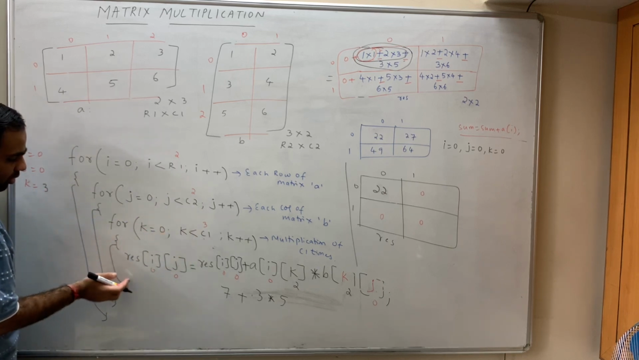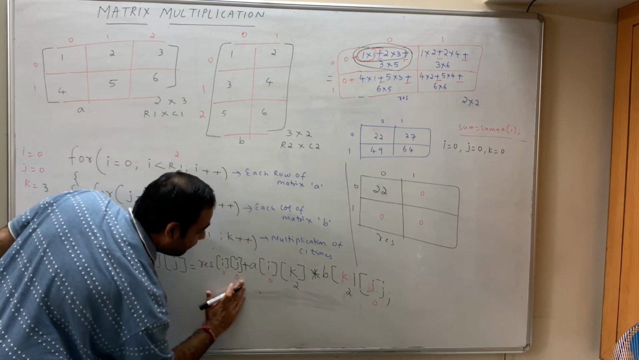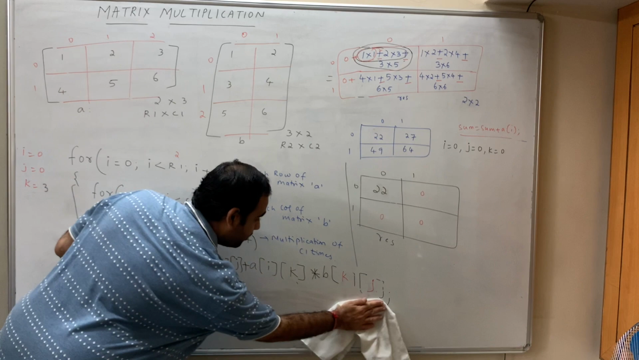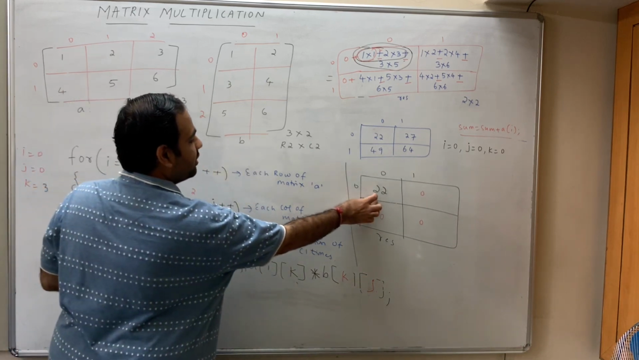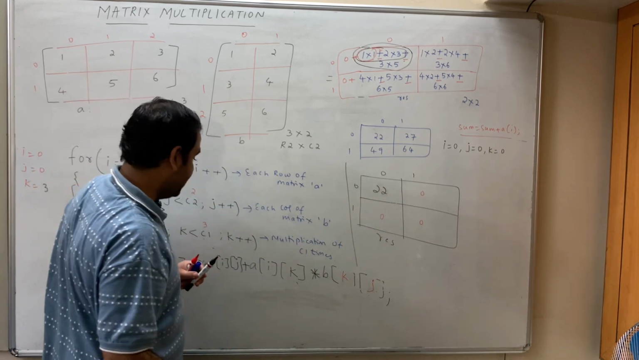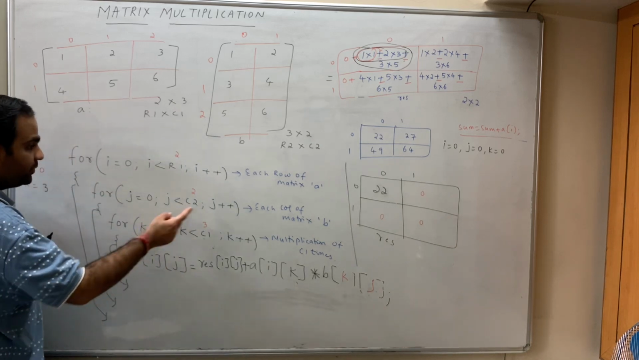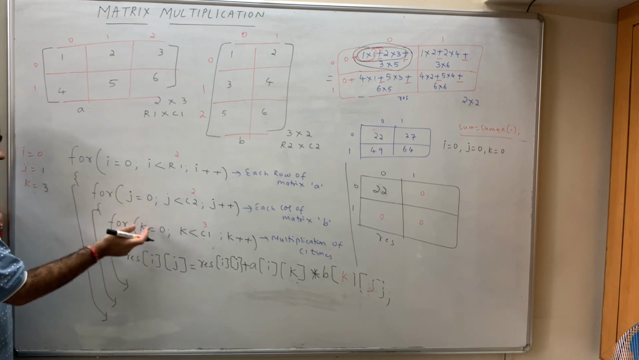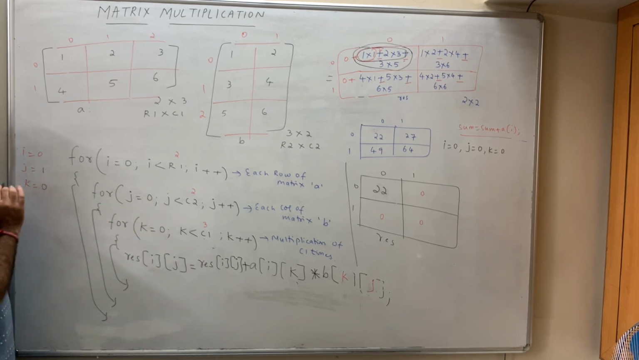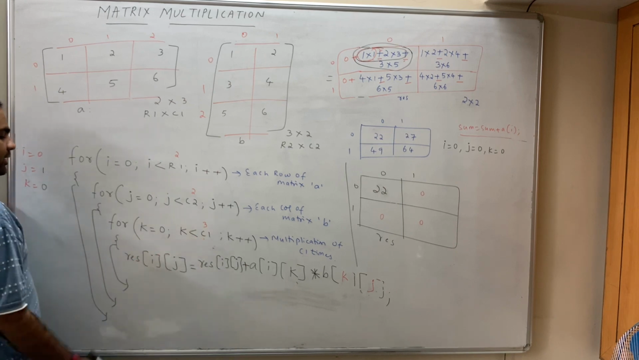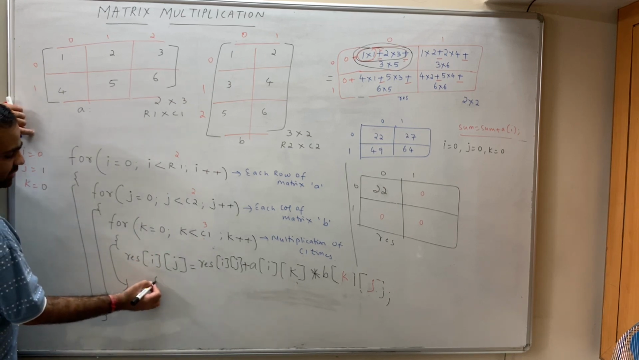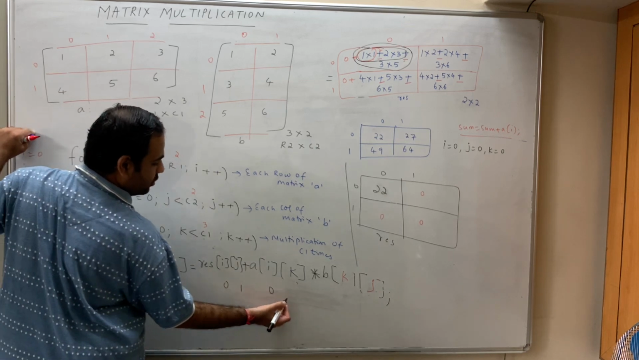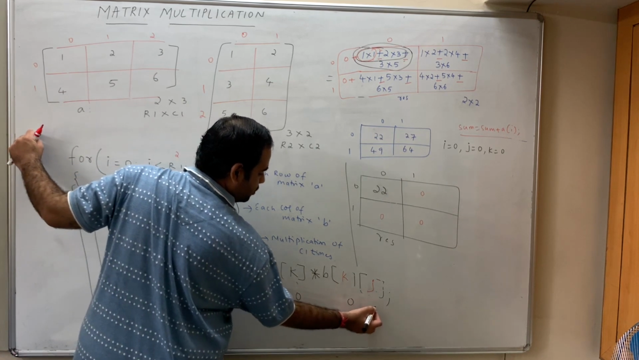3 less than 3 is false. You come out of this loop. Now after you come out of this loop, what happens? Can anyone say? The first result of 0, 0 is completely done. Now the next thing is you say J plus plus, the value of J becomes 1, and again the value of K will start from 0. 0 less than 3, yes. Now the value of I is 0, J is 1, K is 0.